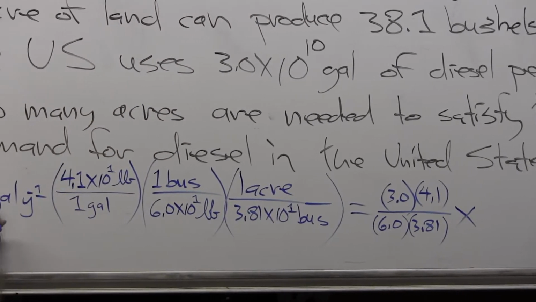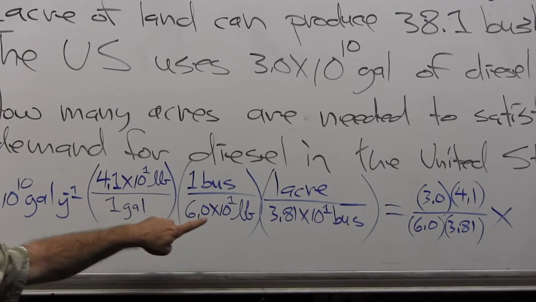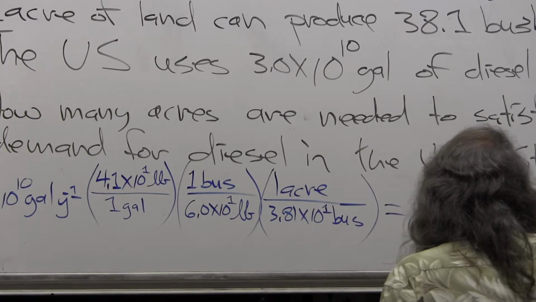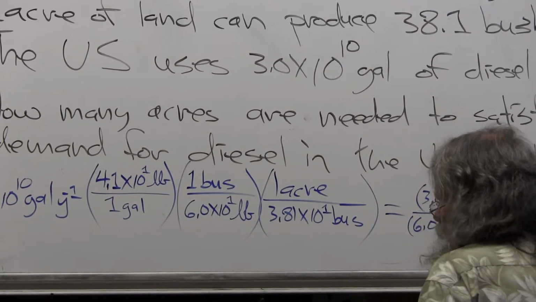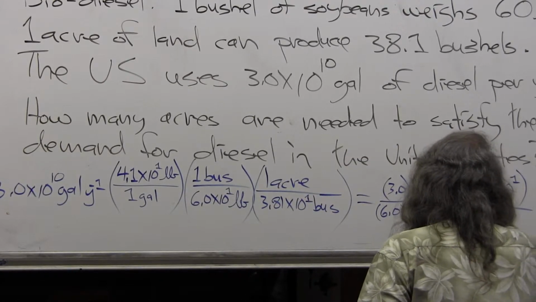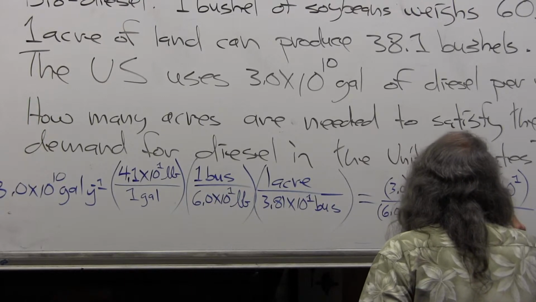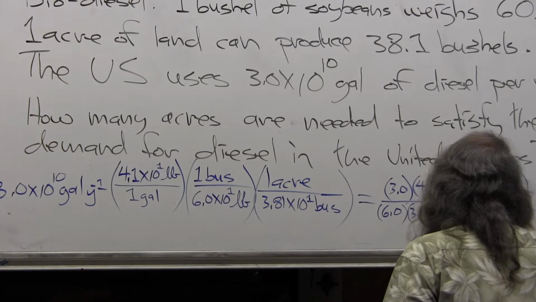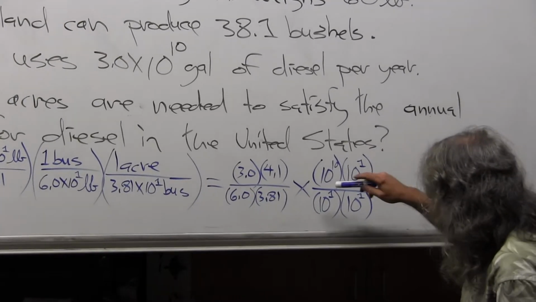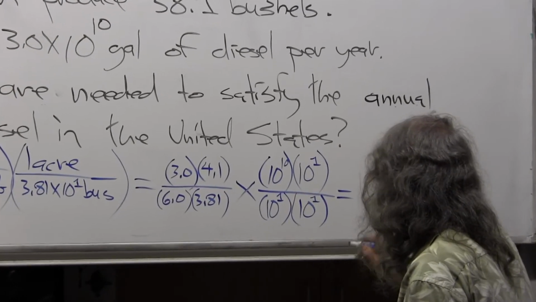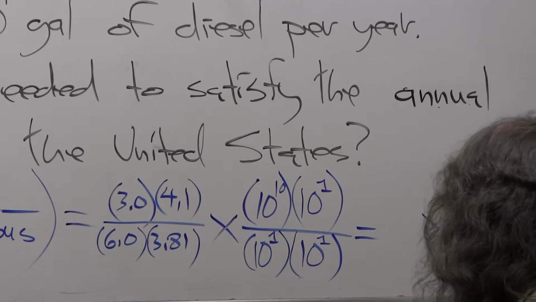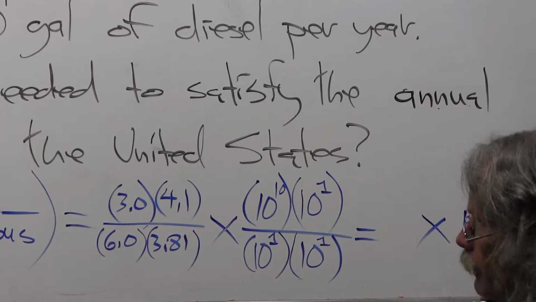10 to the 10th times 10 to the 1 divided by 10 to the 1. So I could cancel those out, but let's do the whole thing this way. 10 to the 10th, so I don't lose track, times 10 to the 1, and that's it, divided by 10 to the 1 times 10 to the 1. And this is equal to, okay, let's get the order of magnitude first. 10 to the 10th, well, 10 to the 1 cancels, so it's 10 to the 10th divided by 10 to the 1 is times 10 to the 9th acres.